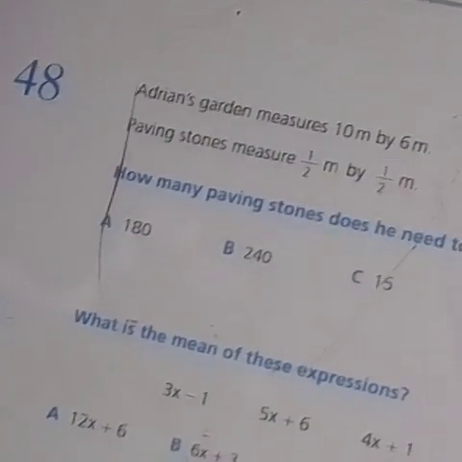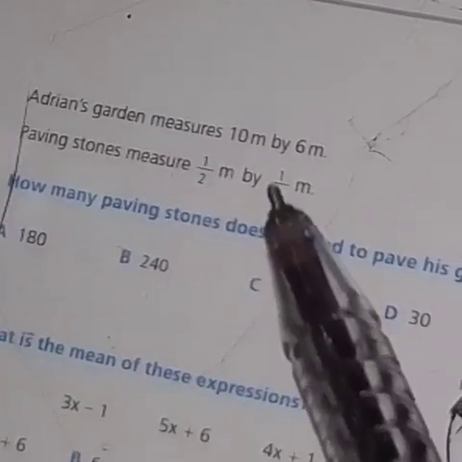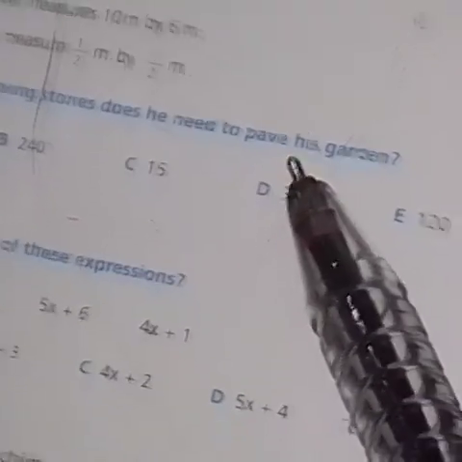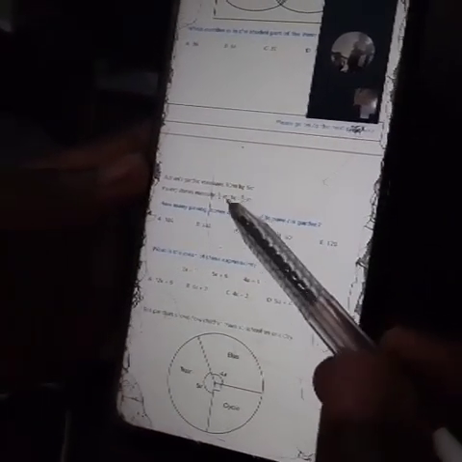Alright, so question 48 says, Adrian's garden measures 10 meters by 6 meters. A paving stone measures half meter by half meter. Then here is the question: how many paving stones does he need to pave his garden? So what we do is we find the area of the garden, then we find the area of the paving stone. Then we divide the area of the garden by the area of the paving stone.